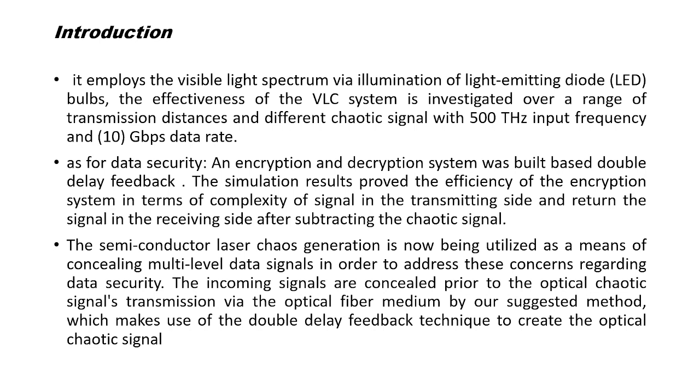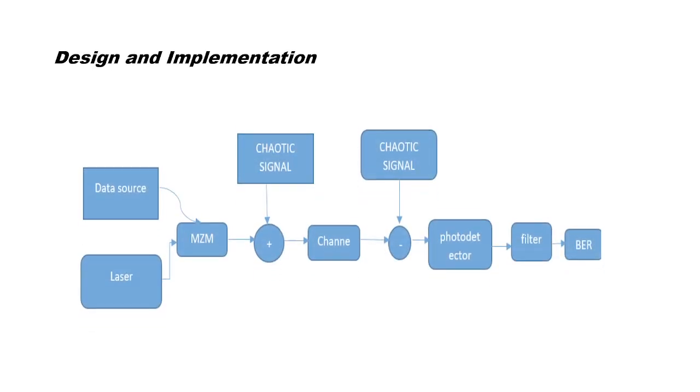Semiconductor laser chaos generation is now being utilized as a means of transmitting multi-level data. In order to address this concern regarding data security, the incoming signal was concealed within the optical chaotic signal transmitted via the optical fiber medium. Our suggested method makes use of a double delay feedback technique to create the optical chaotic signal.